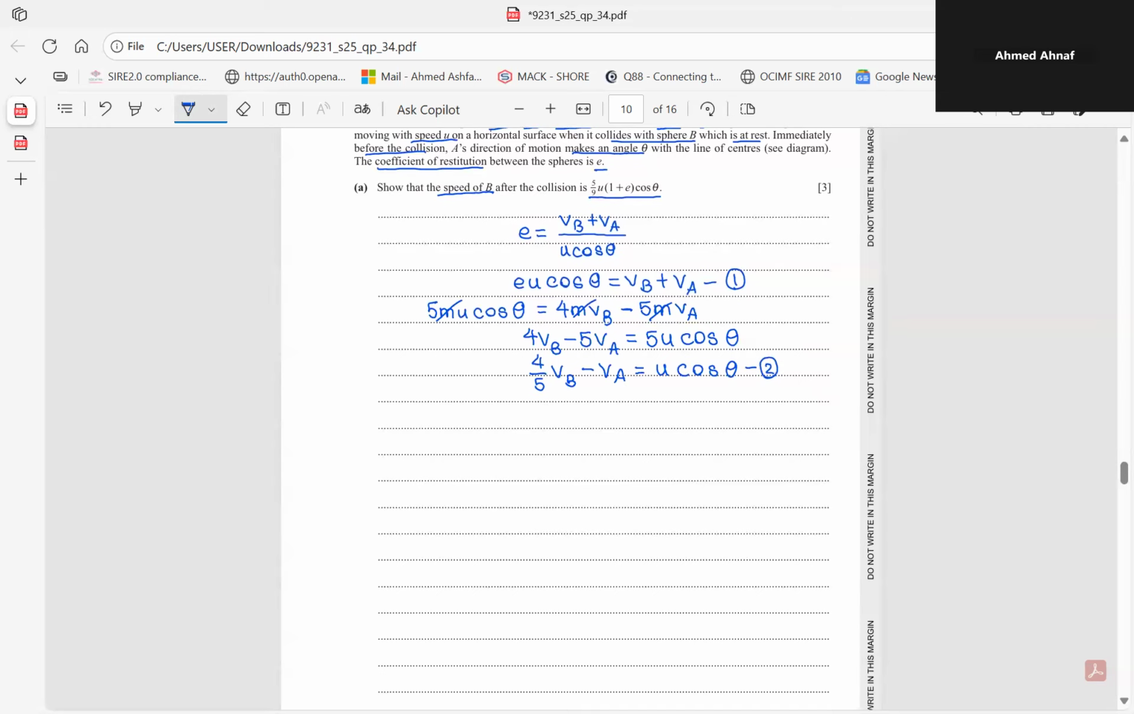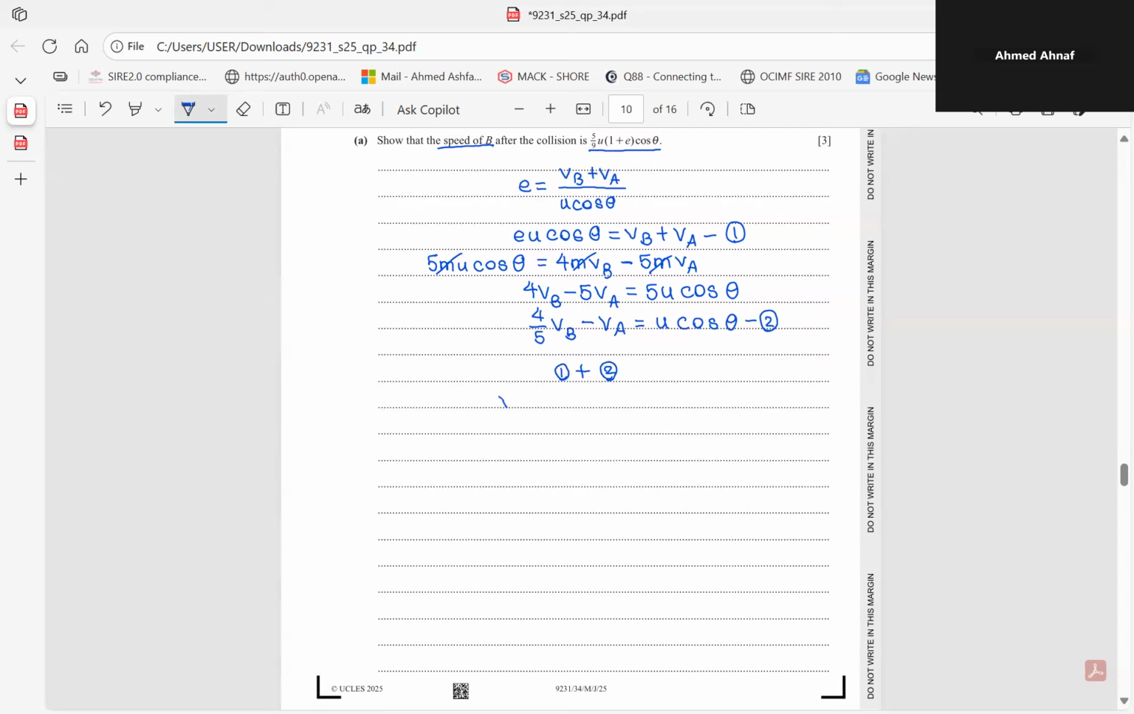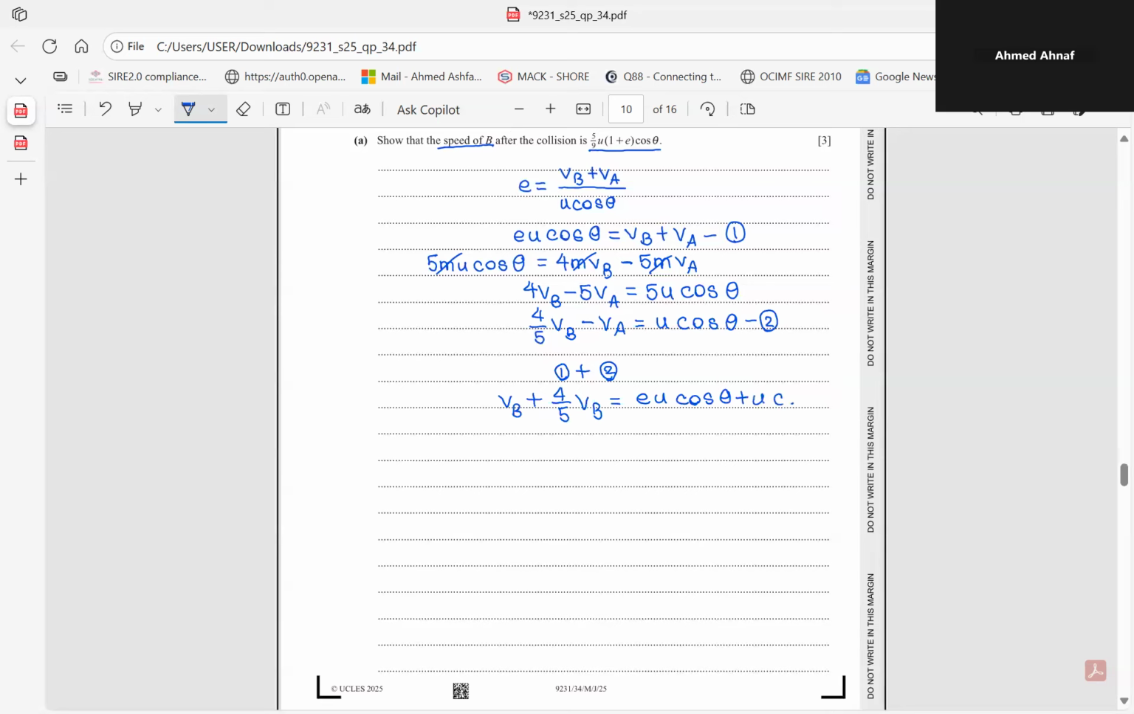Okay, so we realize that the first and second equation both have VA, and by adding these two equations up, we can eliminate VA, and hence we'll have VB plus 4 over 5 VB equals eu cosine theta plus u cosine theta.